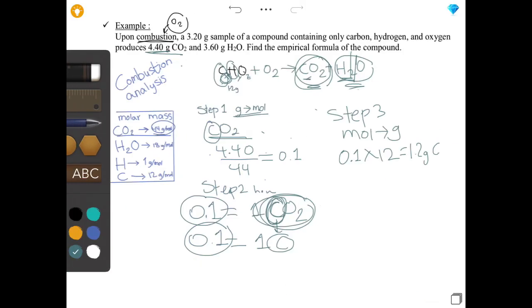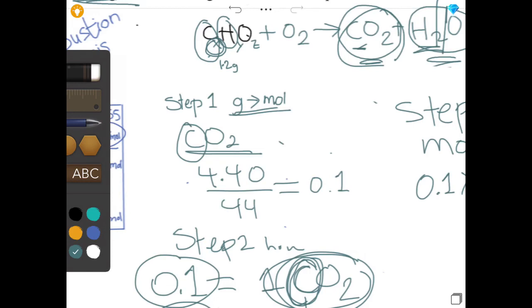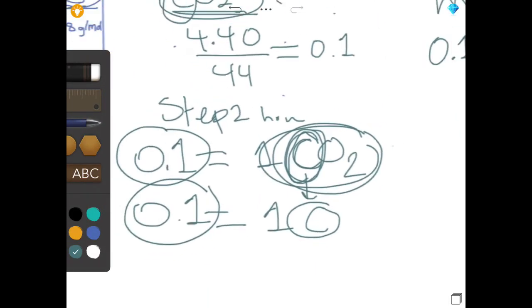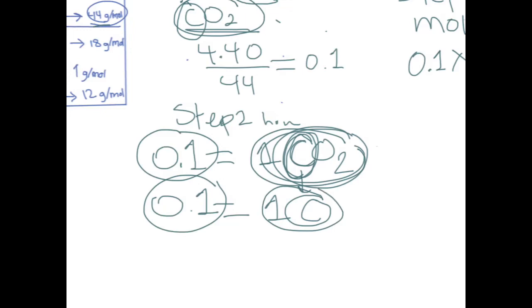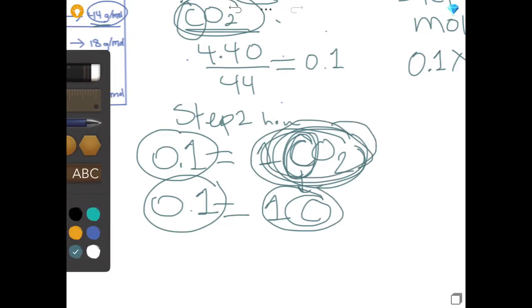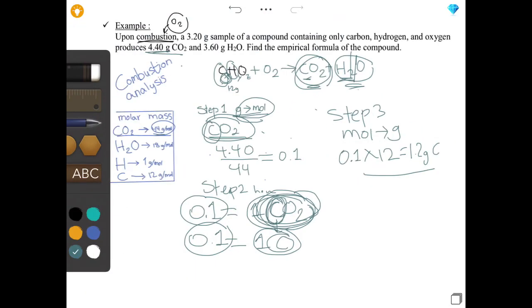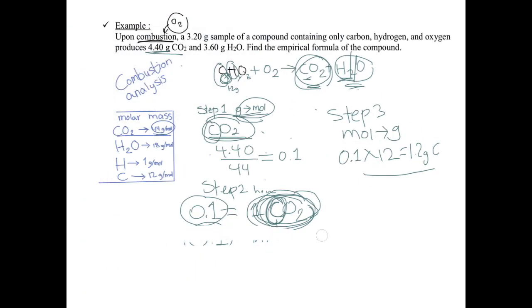Let me retrace the steps so you understand. First, you change gram to mole, like you have CO2, you change it to mole. Then in step 2, you find how many moles of C, not of CO2. If you have one CO2, 0.1, and in it there's one carbon, so it will be 0.1. If there were 3 carbons, it would be 0.3, like that. Then you return it to gram, and just like that. And you do this for the H also.